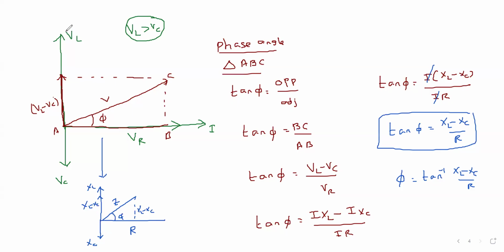So in the same diagram, instead of voltages, if you use resistances: instead of V, IZ, take only Z. Instead of IR, take only R. Instead of VC, IXC, take only XC. Instead of VL, IXL, take only XL. It is called the impedance phasor diagram. So phi is called what? Phase angle.